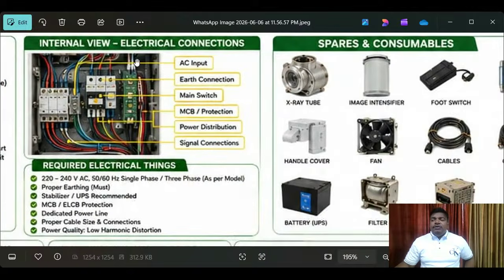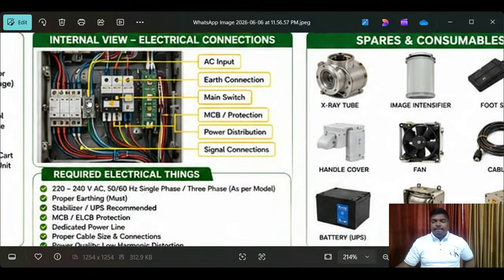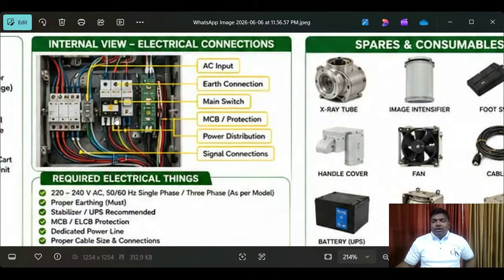Next, here is the internal view of the electrical connections, that is the console of the CM equipment. In the CM equipment technical view, this is the electrical part. These are the important things. Without knowing all these, don't touch the equipment, because you will get a shock. That is why electrical safety precautions are very important before touching the equipment as a biomedical engineer.